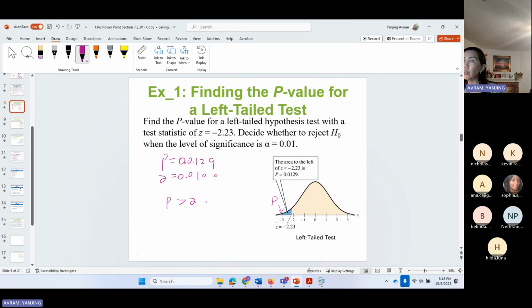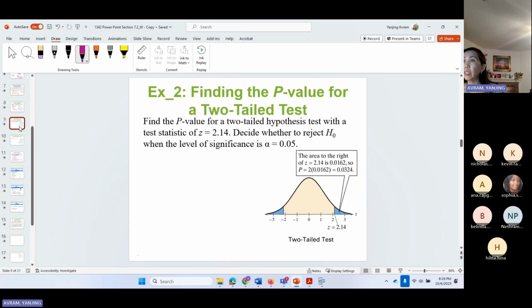So p greater than alpha means do not reject, or fail to reject, the null hypothesis. The conclusion we had earlier is that p had to be less than or equal to alpha to reject. When p is greater than alpha, you do not reject, or fail to reject, the null hypothesis. That is how you make this kind of decision.